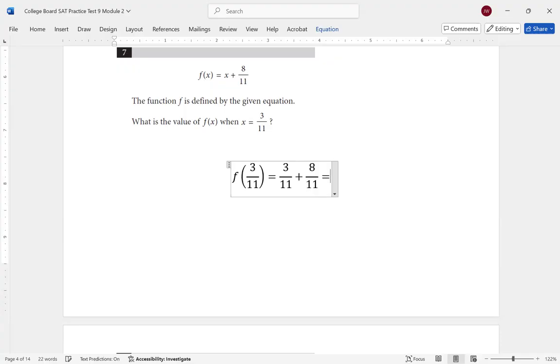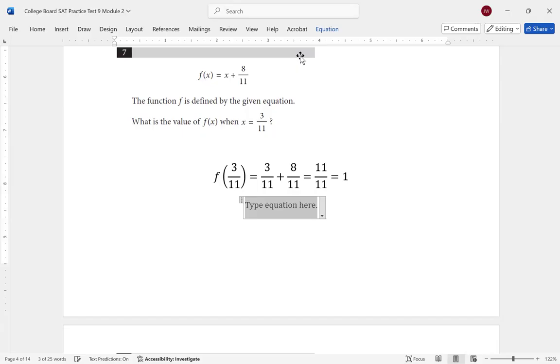And when you add fractions with common denominators, you just add the numerators. We get 11 over 11. You can also use your calculator to do that. And 11 over 11 is 1. So the value of f of x is 1 when x is equal to 3 over 11. And that's it. That's the final answer. Answer to question 7 is 1.